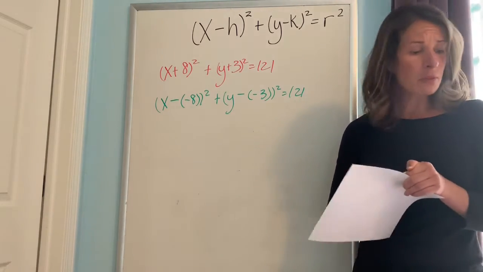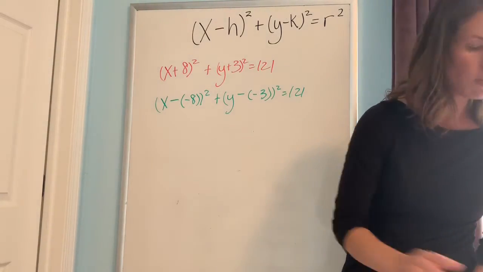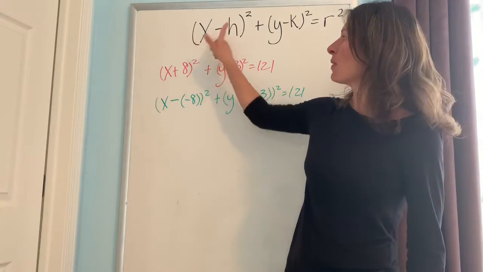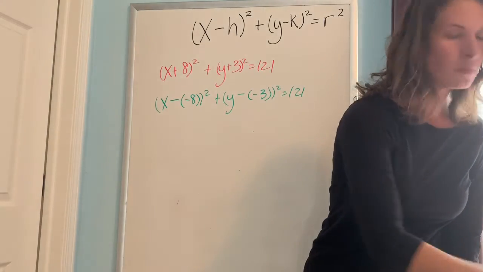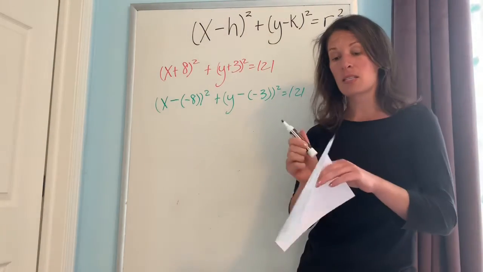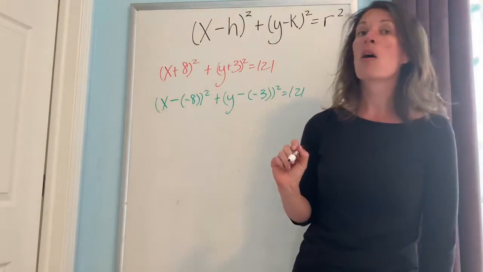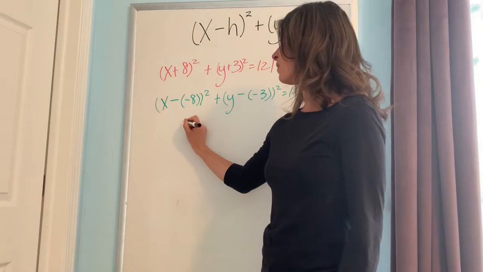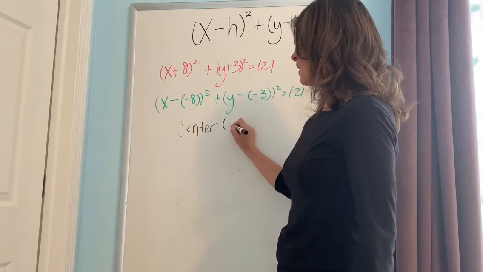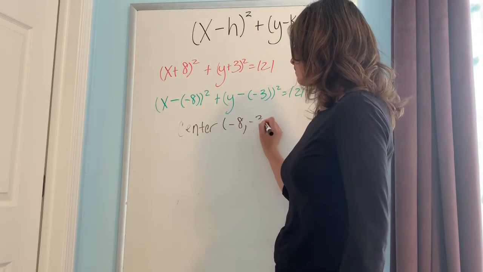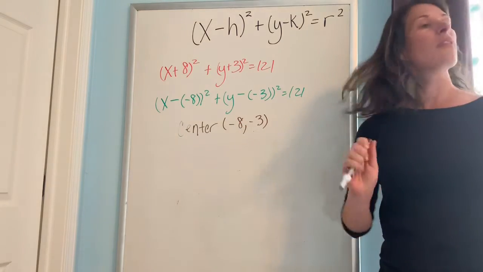Now, that makes it really easy for us to find our center once we've rewritten it this way. And it should make sense in your brain that we always want this to be a minus, and a negative times a negative becomes a positive. So, since we have it already written in this form, we know then that our center is at negative 8, negative 3, because all we have to do is take the values of the minus.